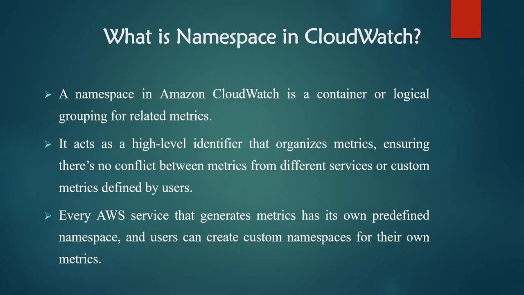I've already explained this in the previous slide. So what is a metric? Metrics can be grouped further in the namespace, which is a container in Amazon CloudWatch for related metrics, and it acts as a high-level identifier to organize the metrics, so there is no conflict between metrics from different services or custom metrics defined by the user. In the namespace of CloudWatch there is no conflict. AWS services generate metrics with their own predefined namespace, and users can create custom namespaces for their own metrics.